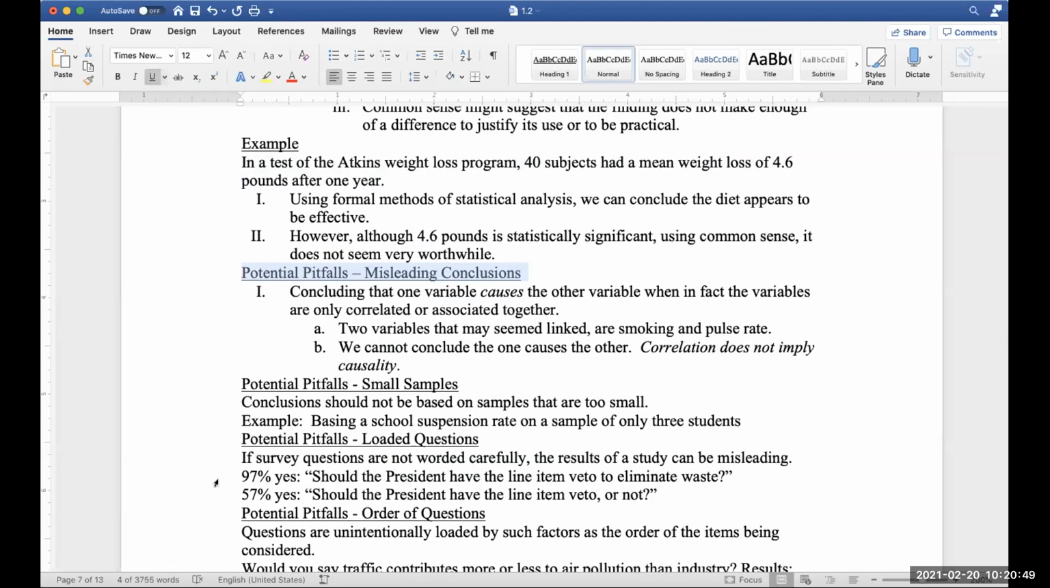So, potential pitfalls. Misleading conclusions: concluding that one variable causes the other variable, when in fact the variables are only associated with each other. They're only correlated. So there may be some association, but you cannot draw that conclusion. Two variables that are linked are smoking and pulse rate, but we cannot conclude that one causes the other. So correlation does not imply causation.